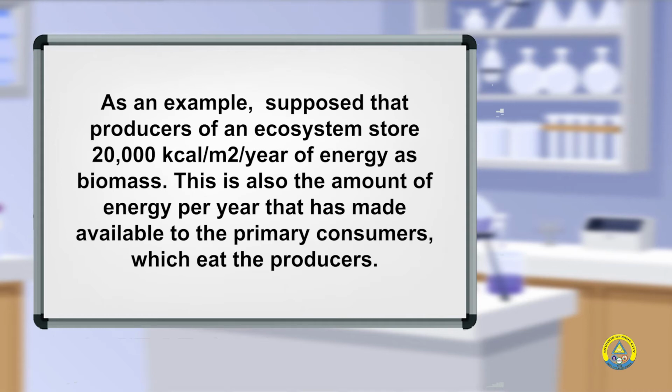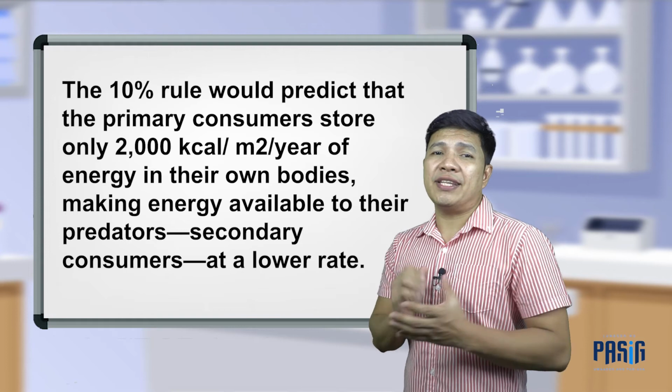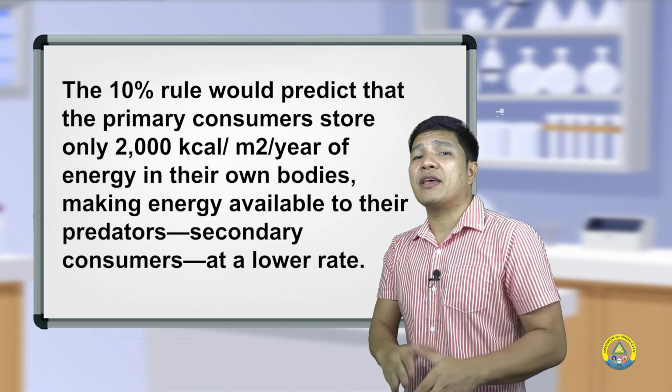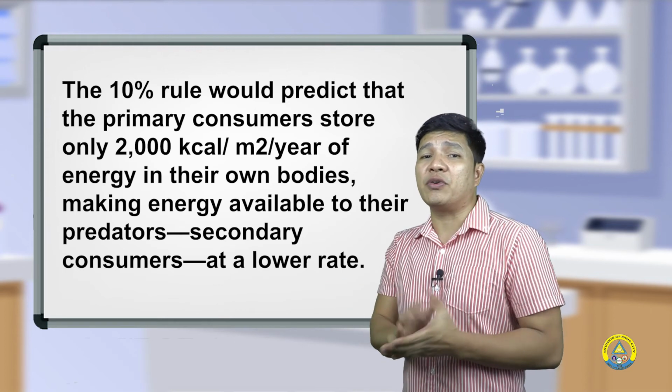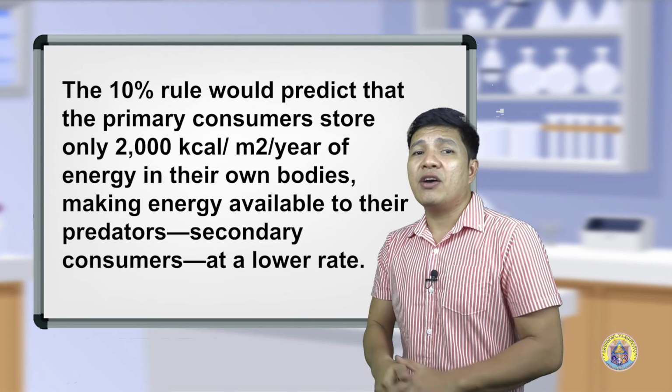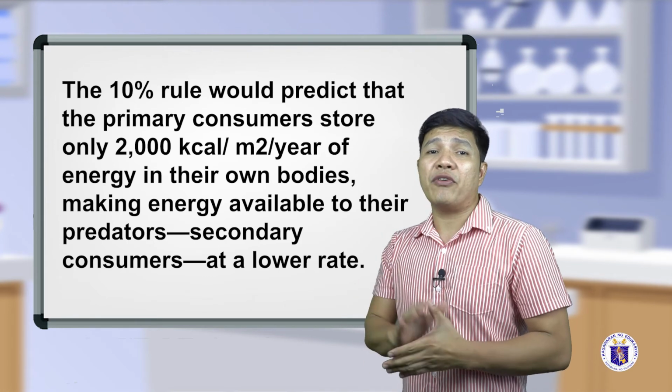As an example, suppose that producers of an ecosystem store 20,000 kilocalories per square meter per year of energy as biomass. This is also the amount of energy per year that is made available to the primary consumers, which eat the producers. The 10% rule would predict that the primary consumers store only 2,000 kilocalories per square meter per year of energy in their own bodies, making energy available to their predators or secondary consumers at a lower rate.